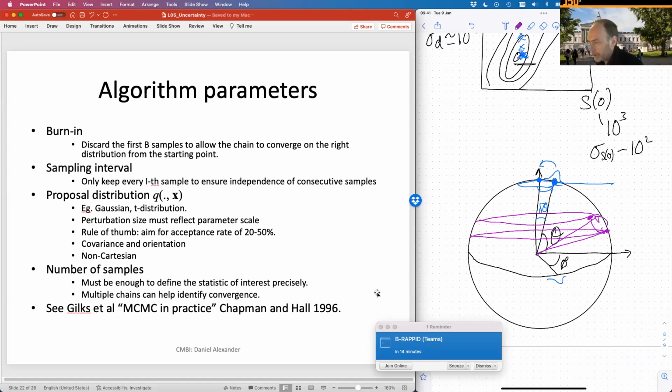What else have we got on this slide? Yeah, number of samples. Again, it's much the same discussion we had about the bootstrap. It just depends on what you're trying to estimate from the set of samples that you get back from MCMC. And the only way to do it really is to monitor the convergence of a particular statistic that you're trying to derive. So there are all sorts of variations of MCMC in practice.